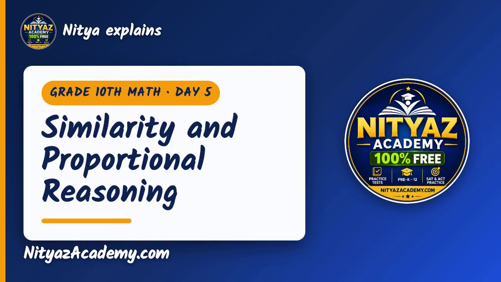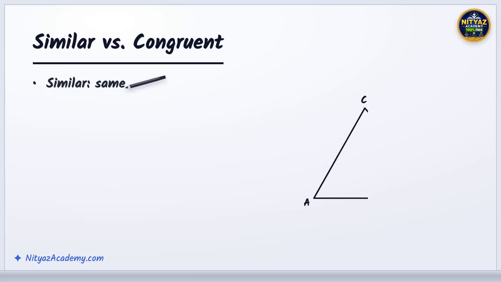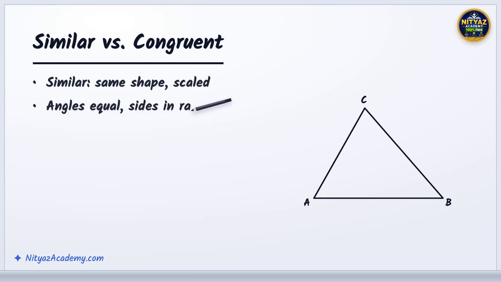Let's learn similarity and proportional reasoning together, step by step. Similar figures have the same shape, but not always the same size. Think of a photo and its enlargement. Their matching angles are equal, and their matching sides are all in the same ratio, called the scale factor. We use a wavy tilde instead of equals. So similar is the scaled cousin of congruent.